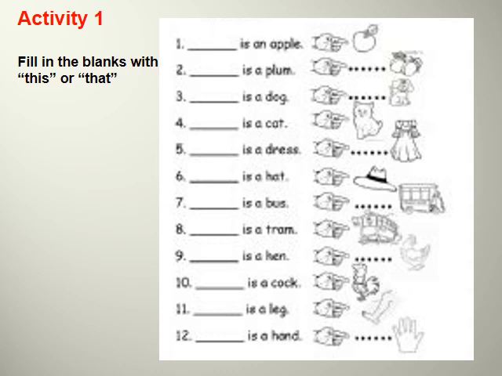Before completing the activity, you should write the note on the slides 9 to 11 in your writing book. Next, you can complete this activity, activity 1. Here, you have to fill in the blanks using this and that. Look at the pictures carefully and fill in the blanks using this or that.